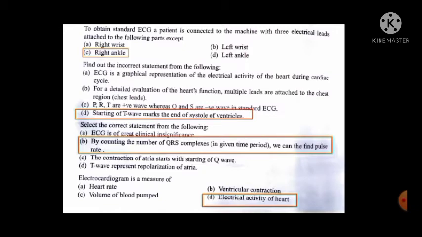The contraction of atria starts with the P wave, not the Q wave. T wave represents repolarization of ventricles. Electrocardiogram is a measure of electrical activity of the heart.